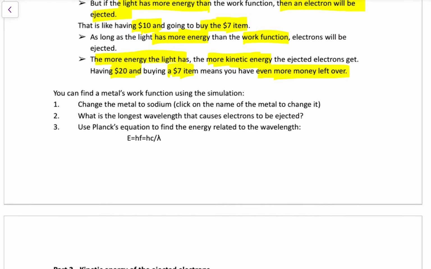If you were to go back to the simulation to find a work function, pick a metal, and then scroll through or toggle through the wavelengths and find the longest wavelength that doesn't eject electrons. Once you figure out what that longest wavelength is, then you can find the energy of that wavelength by using Planck's equation. So if you needed to know the work function experimentally, you could find it by experimenting with the wavelengths. The longest wavelength that doesn't eject an electron would mathematically tell you the energy of the work function.